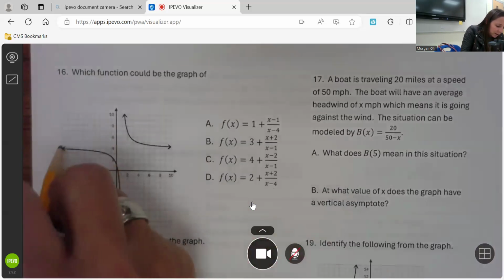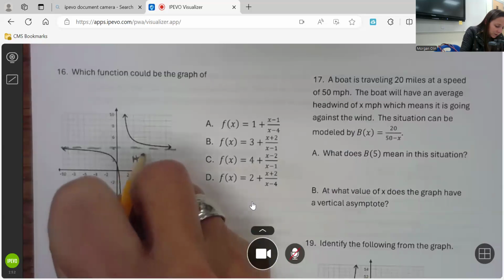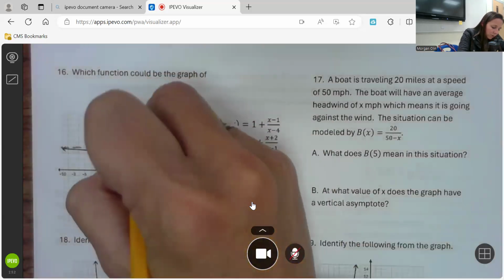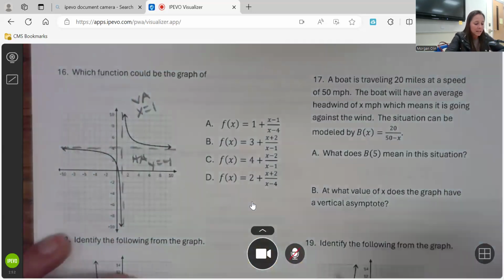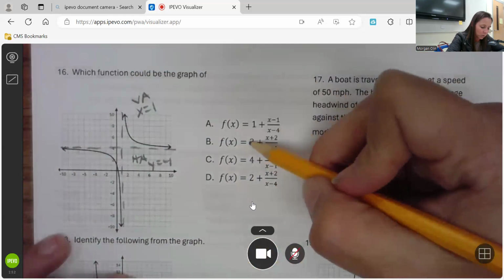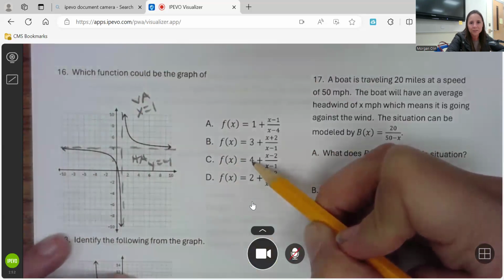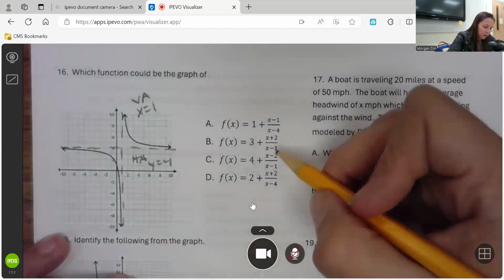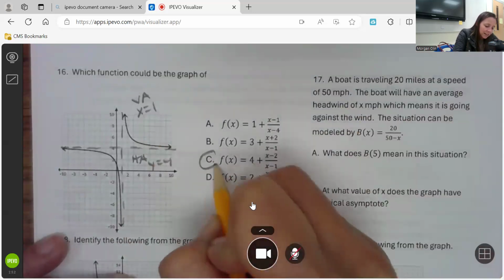Okay, which function could be this graph? One of the things you can look at is the horizontal asymptote. Right here, the horizontal asymptote is at y equals 4. We can also look at the vertical asymptote as well. The vertical asymptote is at x equals 1. When it's written in this form, when you have a whole number, horizontal asymptote at 4, well, that number right there is our horizontal asymptote. And here in the denominator is where the vertical asymptote is coming from. So if it's x equals 1, then it's going to be x minus 1. So C is our answer.